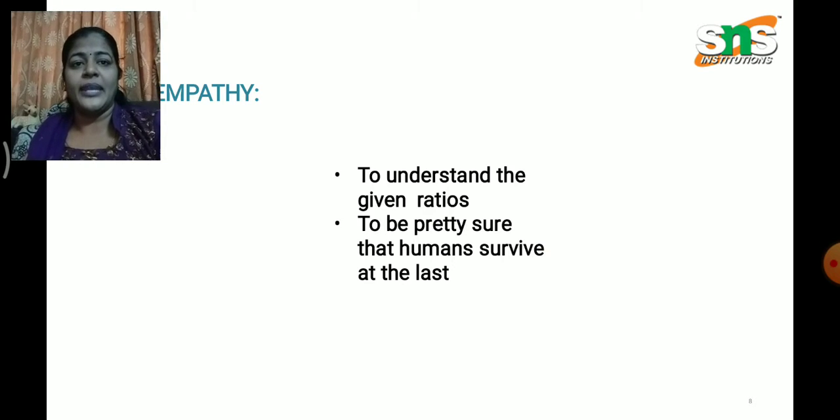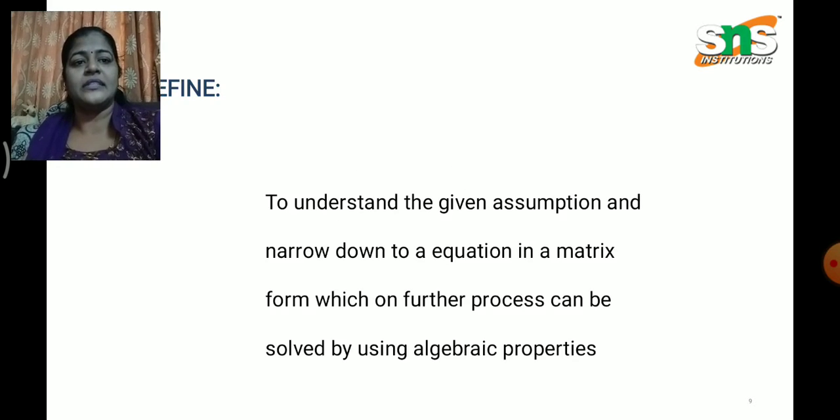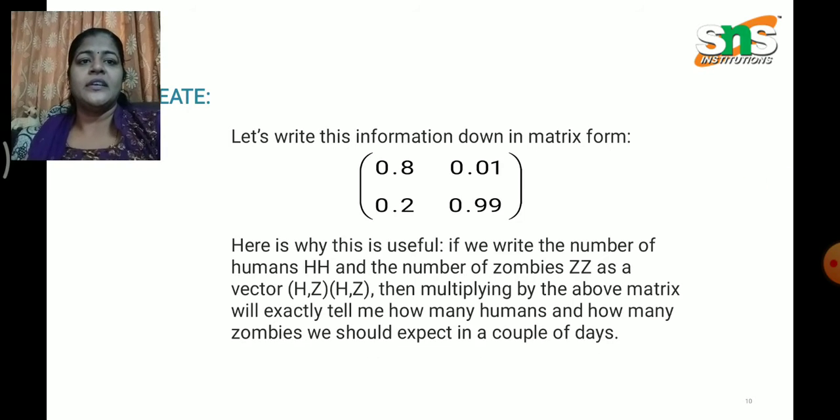First we go to the empathize part. We understand the given ratios to be pretty sure that humans survive at the end. Define: to understand the given assumption and narrow down the equation in a matrix form, which on further process can be solved by using algebraic properties. Ideate: let us write the information down in the matrix.